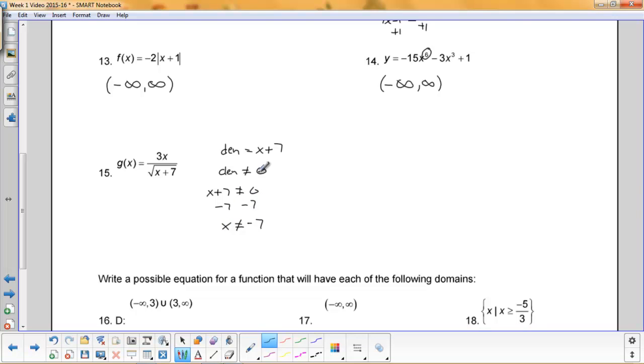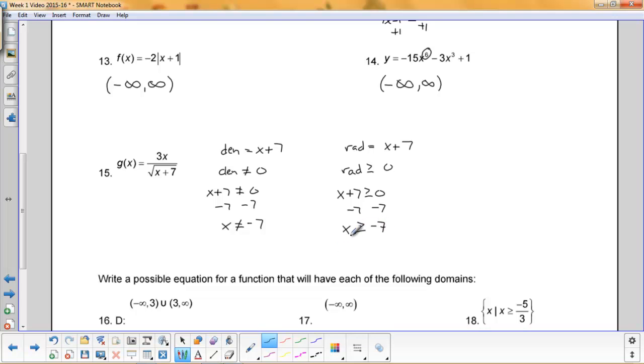All right, now let's deal with it as a radicand for a second. So the radicand is x plus 7. What do we say about the radicand? Oh yeah, it has to be greater than or equal to 0. So x plus 7 greater than or equal to 0, subtract 7 from both sides. x must be greater than or equal to negative 7.